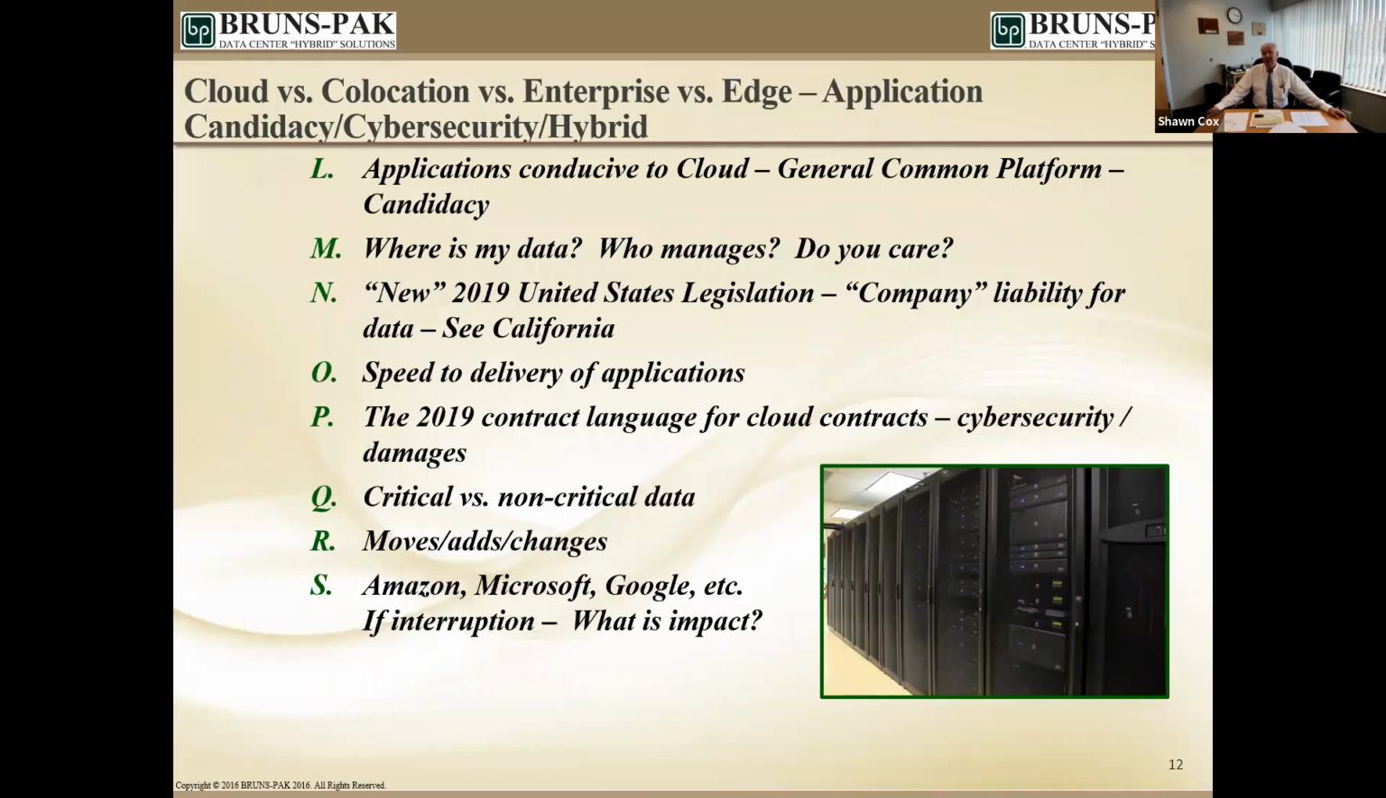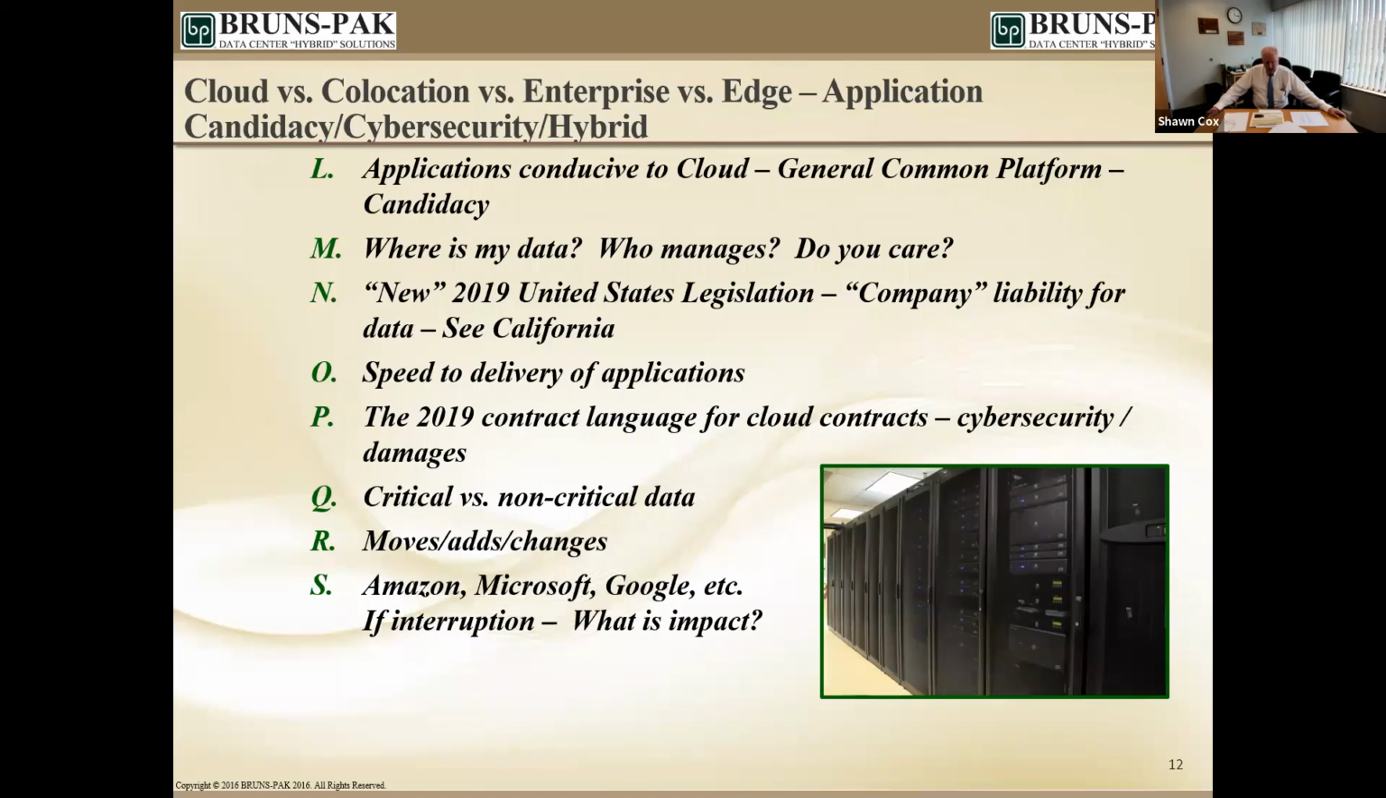We have a process that we go through talking about tier 1, 2, 3, and 4. Tier 4 being test and development, tier 1 being the critical applications. What does that mean? That's how we go through a candidacy process, talking about what are candidates for cloud, co-location, enterprise, or edge. Where's my data? Who manages it, and do you care? That's another scenario. Ultimately, that's a critical component of your business.